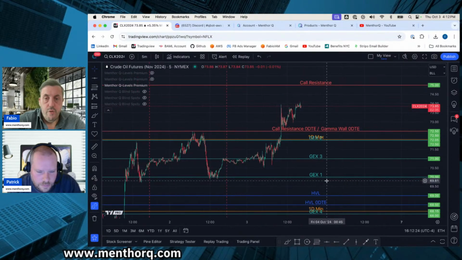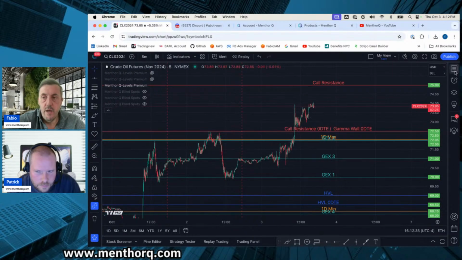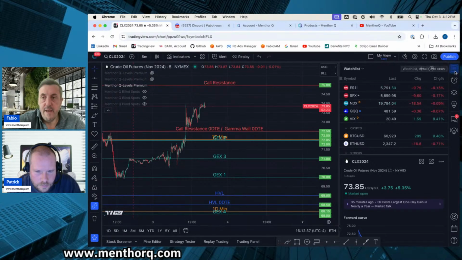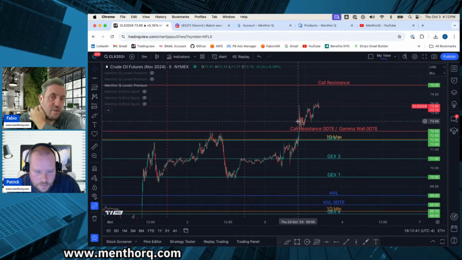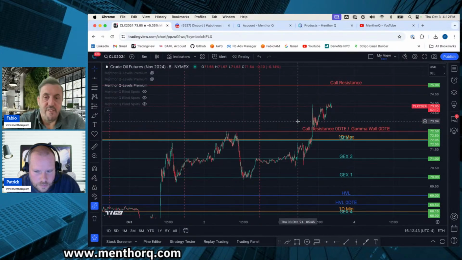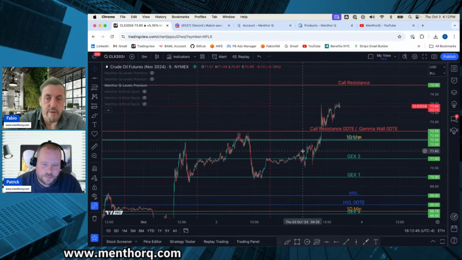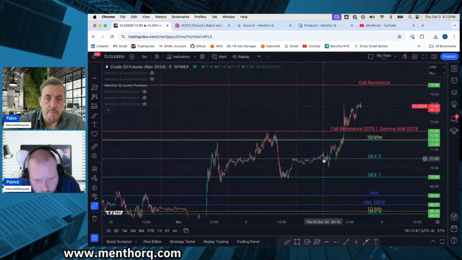Right, so what we saw today, it's a big upward move, so big, a squeeze up from the one-day max all the way to the core resistance, 0 DTE. Very big move from today. The price is up 5%. Obviously, there's macro involved, there's news, so there's a lot of things to consider if you're trading crude oil, but again, very big momentum.